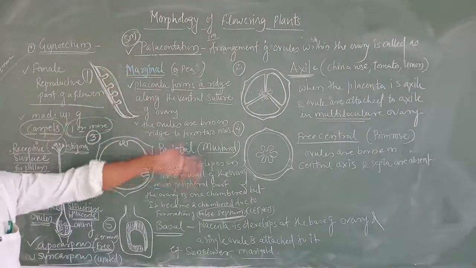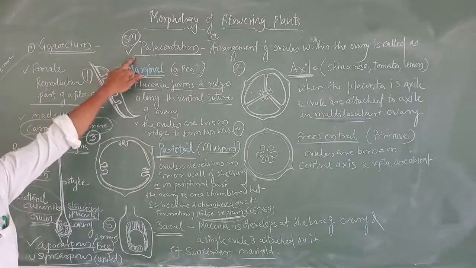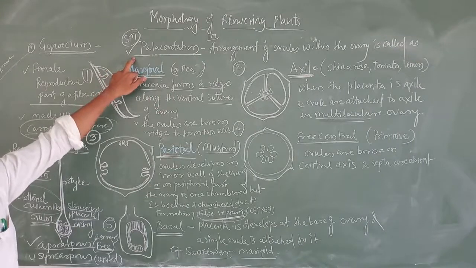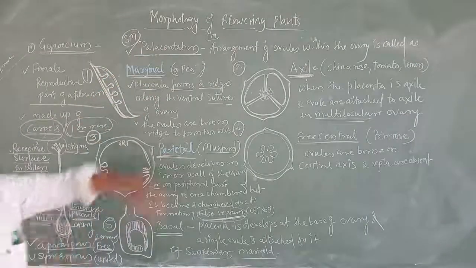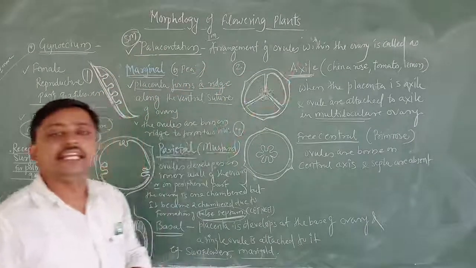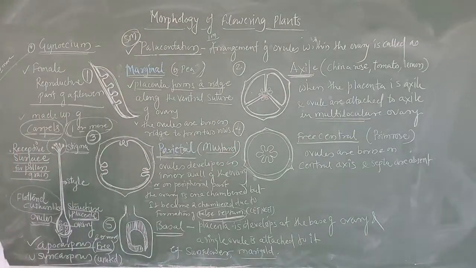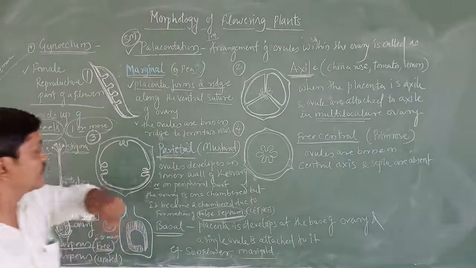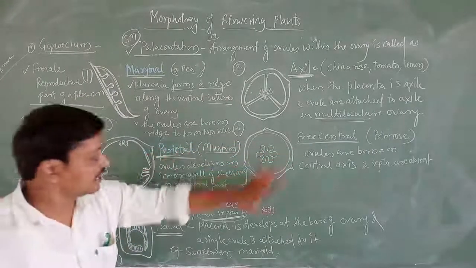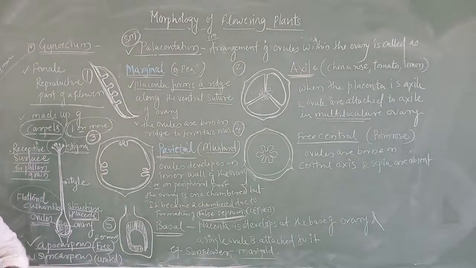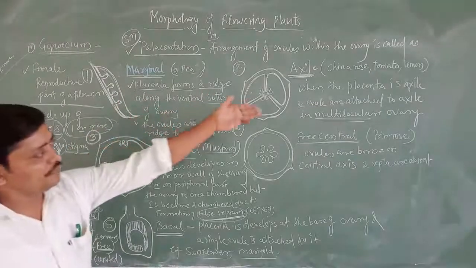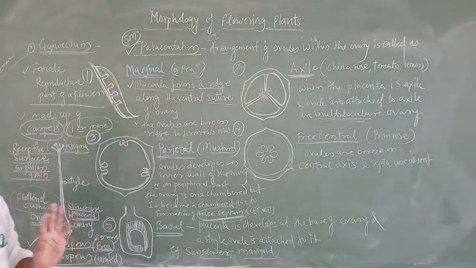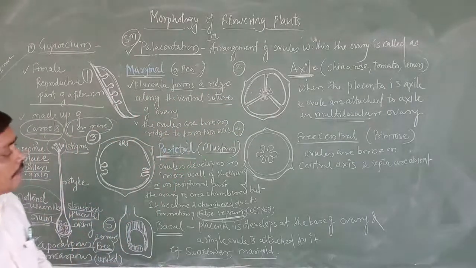So in such a way you are going to write the explanation regarding placentation, and this is the 5 marks question. What is placentation? Explain the different kinds of placentation. Placentation is the arrangement of ovules within the ovary. There are different types of placentation: marginal placentation, axile placentation, parietal placentation, free central placentation, and basal placentation. So whatever I have written on the board, those few points are what you write in the explanation of placentations.